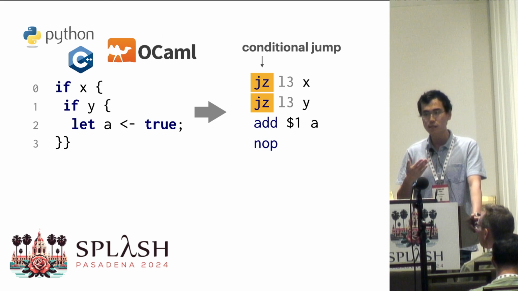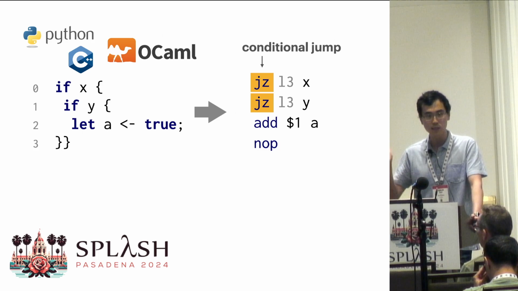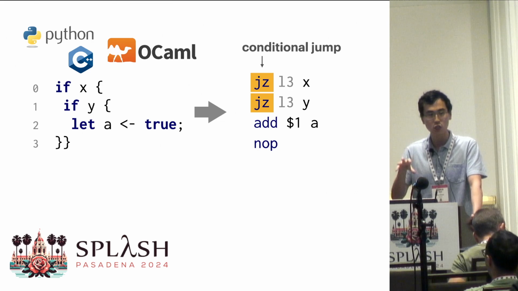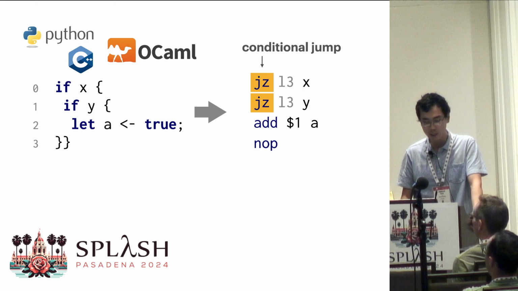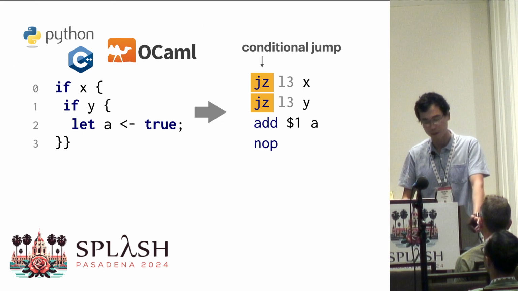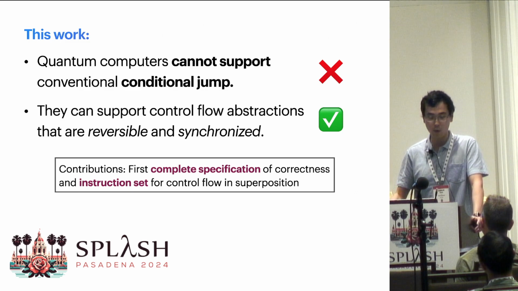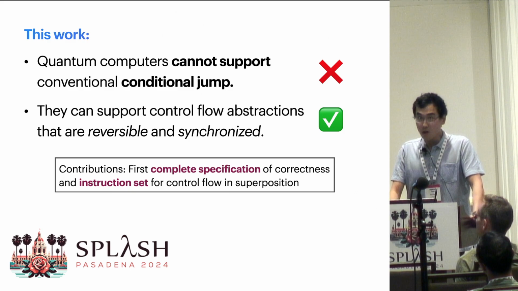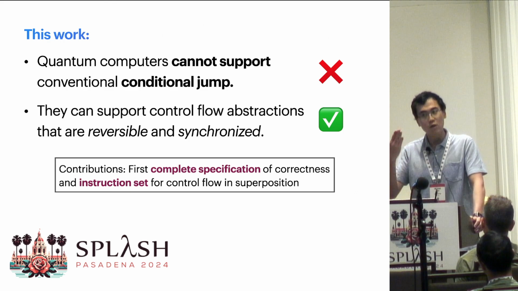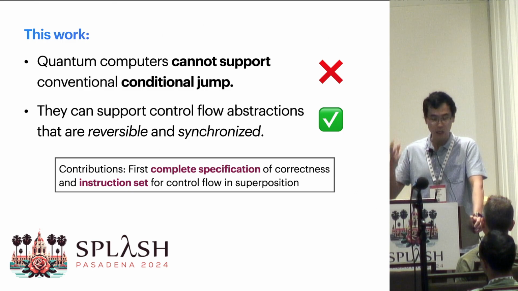They tend to assume the existence of a CPU with a program counter and a conditional jump instruction. And this instruction forms the compilation target of basically every control flow construct that we know and love. It'd be really cool to just be able to do this on a quantum computer. But what we show in this work is that that's not going to work. We show that a quantum computer fundamentally does not support the conventional notion of a conditional jump. We show, however, that they are going to support a reinvented concept of a conditional jump that satisfies additional properties.